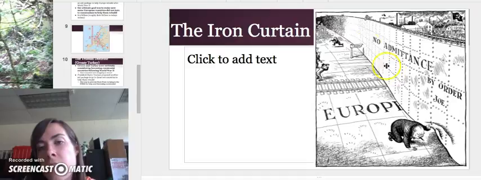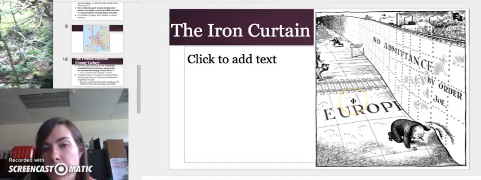And so this Iron Curtain is descending across Europe. You can see it's cutting off the E. And on one side is the Soviet Union, we can see from the flag. And on the other side is Western Europe, which we can tell from Winston Churchill.